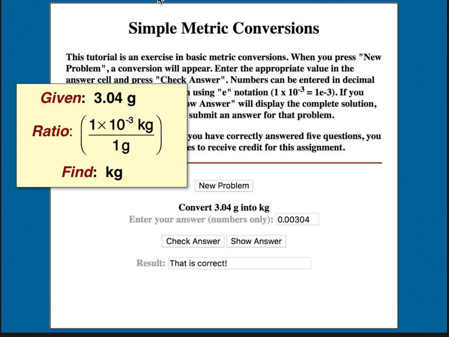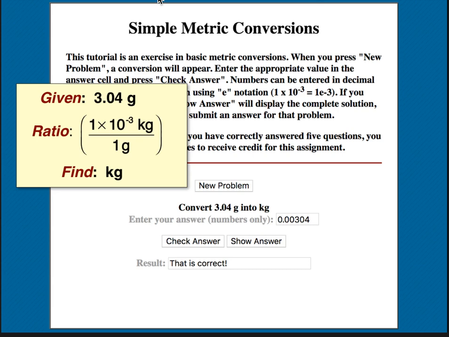Now you could write it out this way in decimal, or you could write it out using what's called E notation. If the number gets really big and ugly, E notation is easier. This is sample. If we have 10 to the minus 3, you write that in E notation as 1e minus 3, no space. Okay? So this would be 3.04e minus 3.